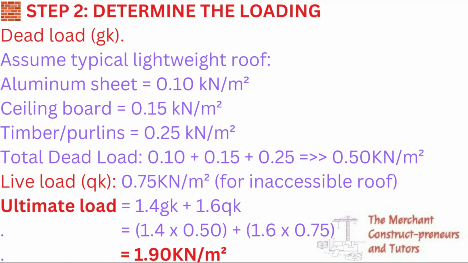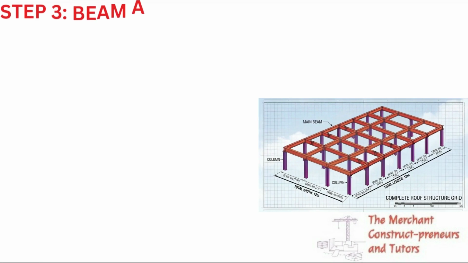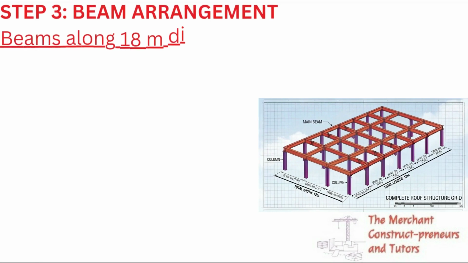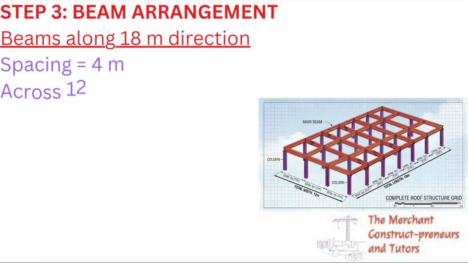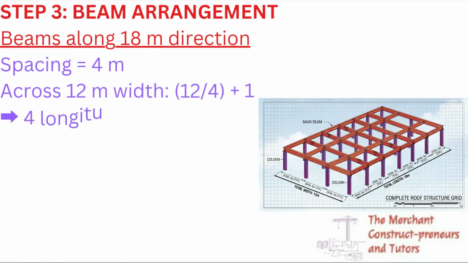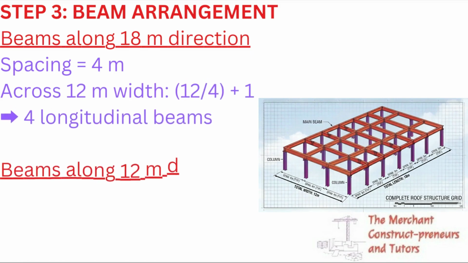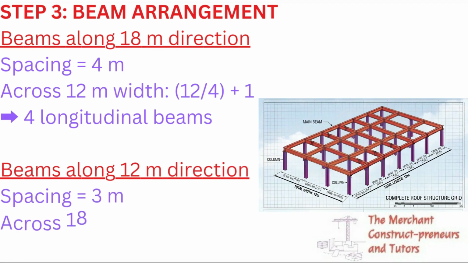The live load for inaccessible roofs is 0.75 kilonewton per meter square. So you can check the load schedule to understand this. So the ultimate load, we are factoring it now, is 1.4 Gk plus 1.6 Qk based on BS standard, right? So once we do that, we'll be able to get the ultimate load.